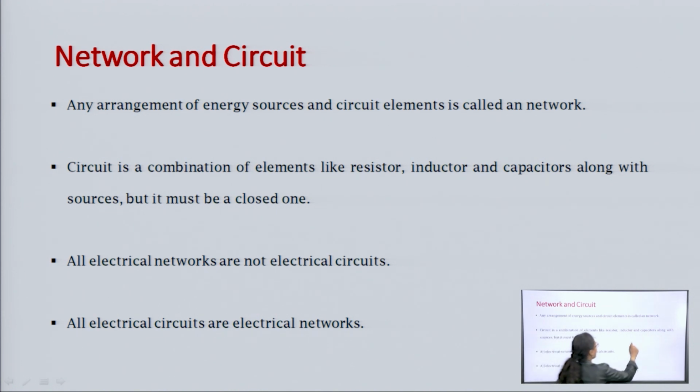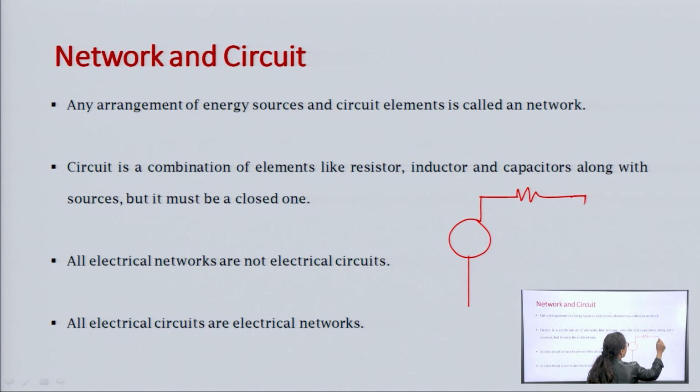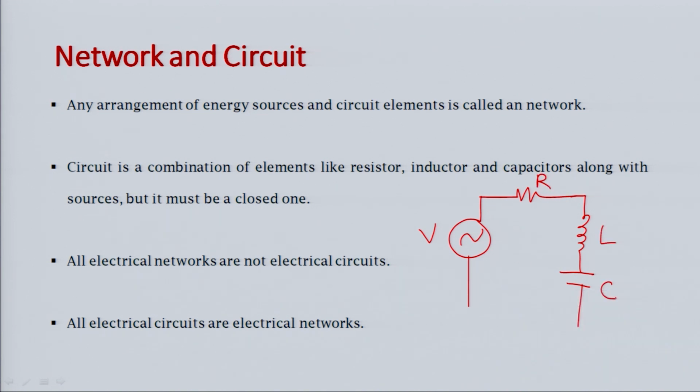So for example, I am just connecting a source and electrical circuit elements, that is R, L and C, right. I am not closing it, it is a voltage source. So this is R, this is L and this is C, right. I am just interconnecting your voltage source, a resistor, an inductor and a capacitor in a series manner. So this is a network, right. There is no compulsion that it should be closed or open. Any interconnection we can say is a network, right.